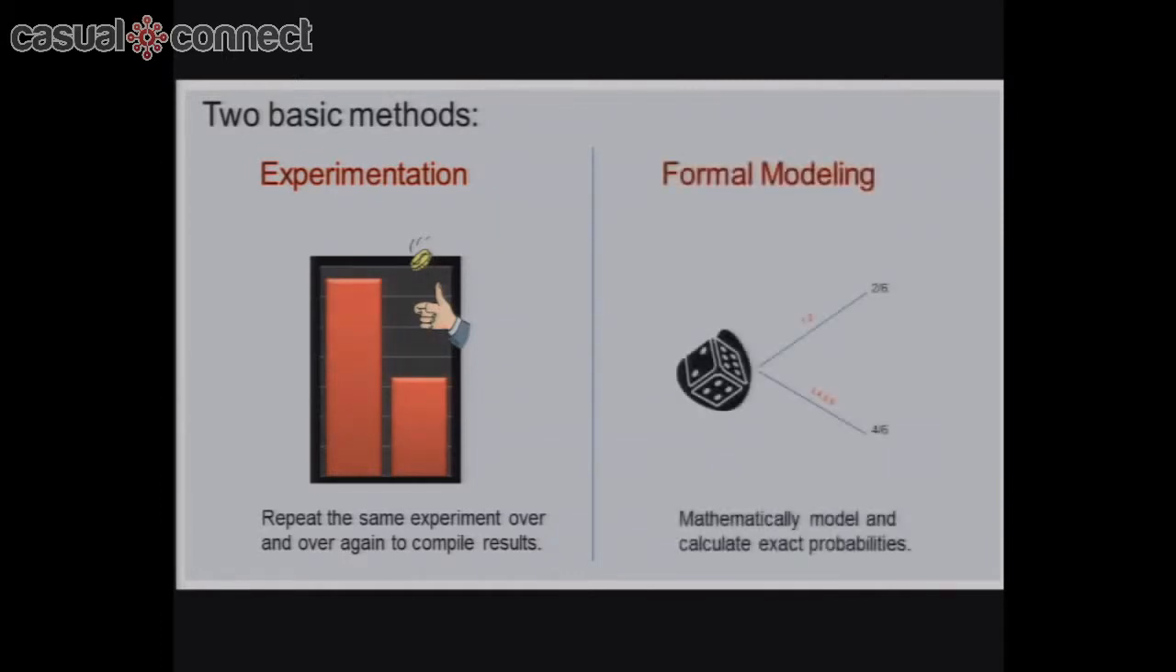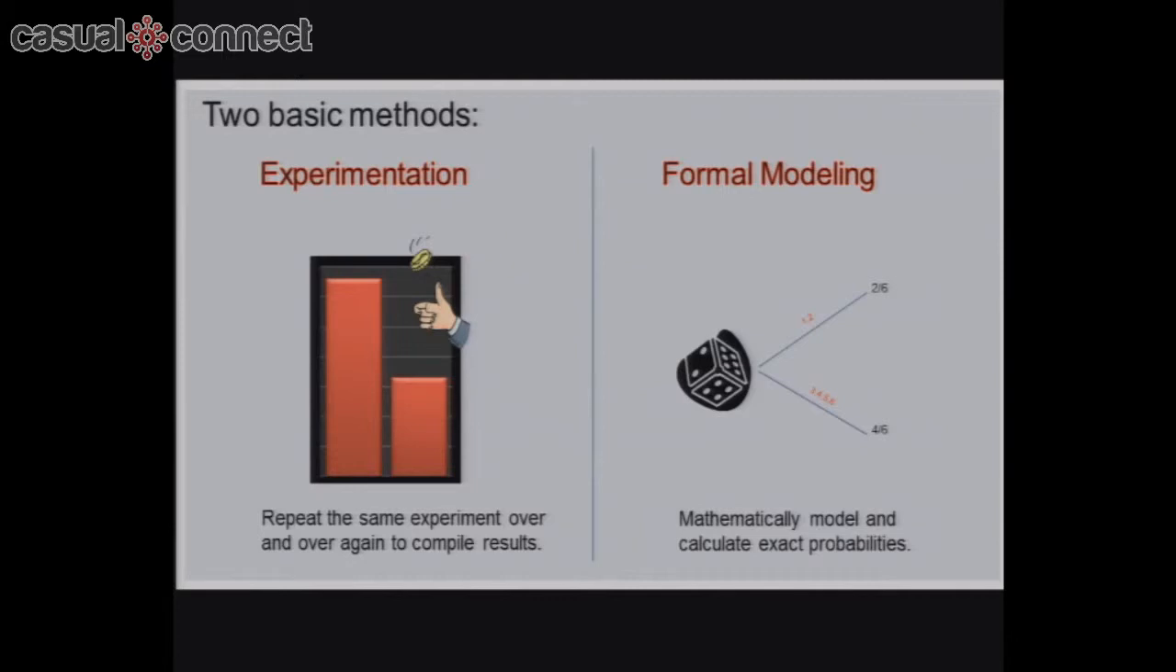There are two basic mechanisms we can use to decide whether that's a good game or a bad game. The first is experimentation. We can just try the game over and over and over again, and whichever results happen often will be the results. Or we can do a formal model where we can mathematically decide, saying, hey, a 1 or a 2 will happen 2/6 of the time, and a 3, 4, 5, 6 about 4/6 of the time.